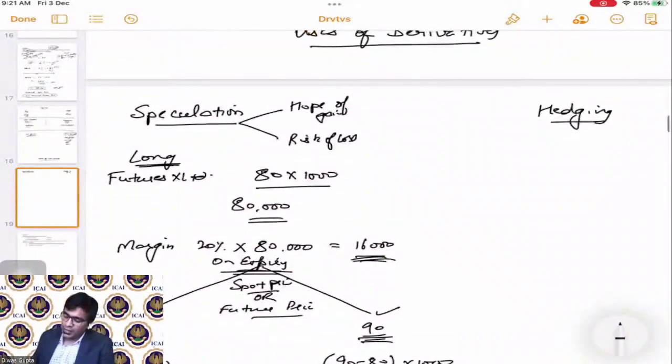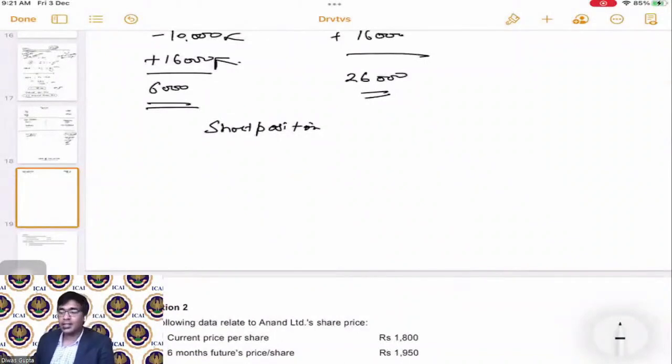Let's say instead of this long position, somebody takes a short position on futures. Can they take it? Yes. Short position is what? Selling it.